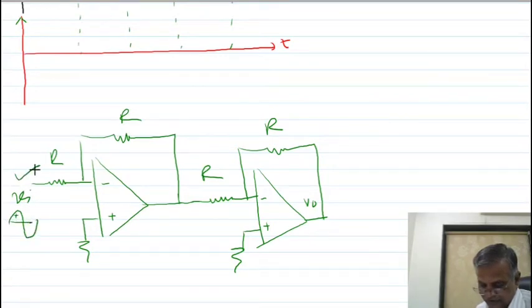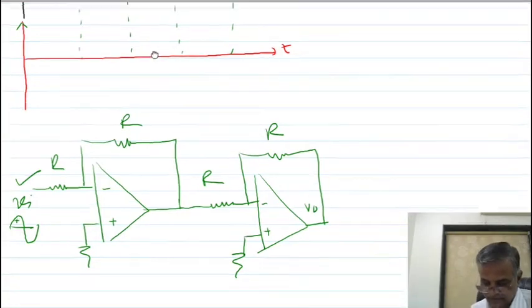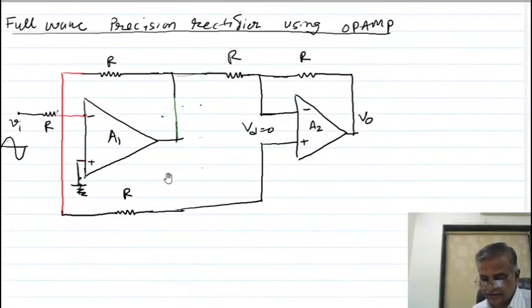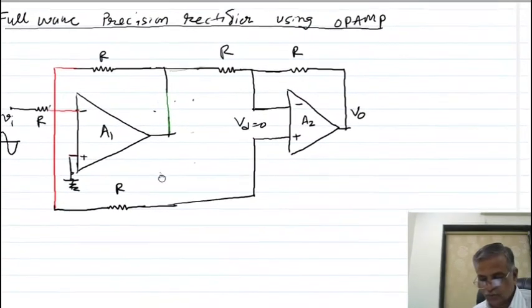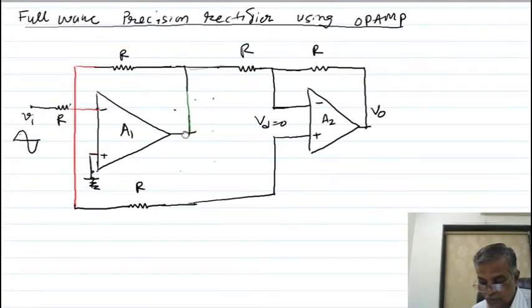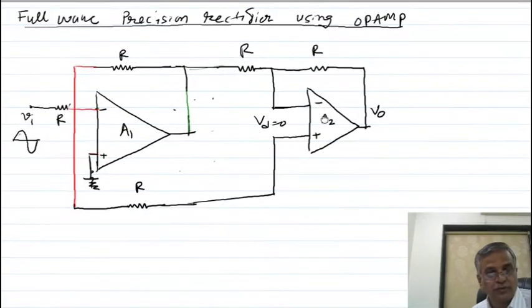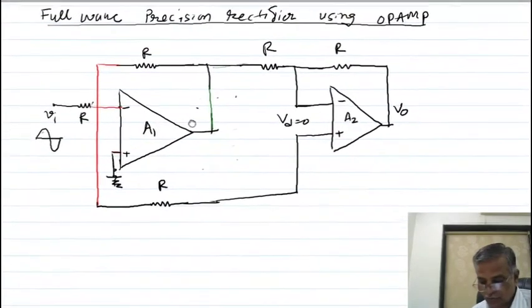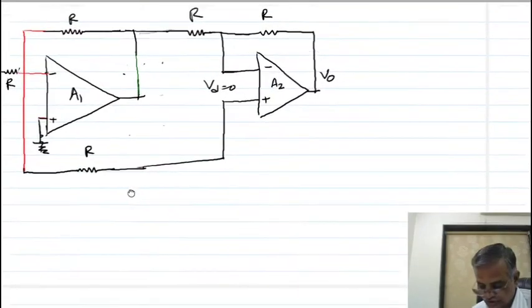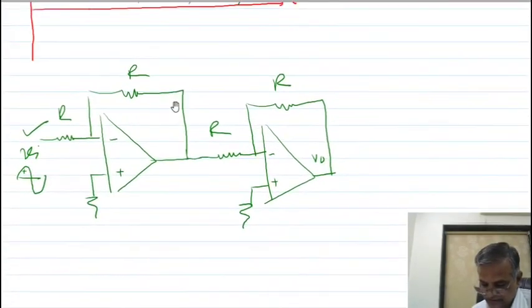When Vi is positive, at that time I am showing this circuit. Let us see the justification for why you can show it like this. This is short circuited, this is open circuit. Can I say the output of A1 is connected to the input of A2? So see here, the output of A1 is connected to the input of A2.